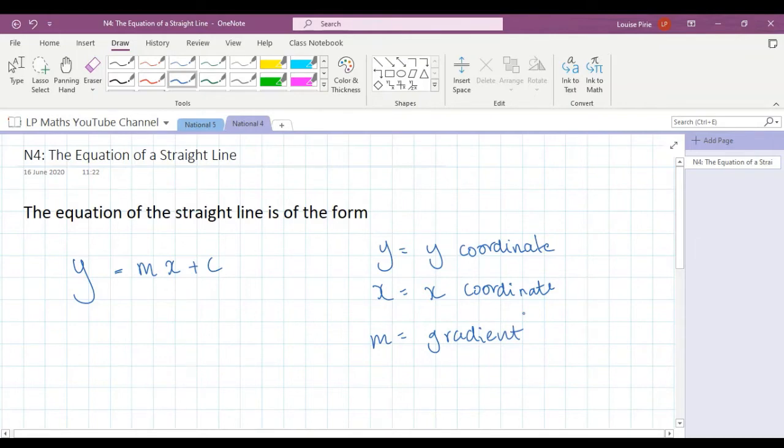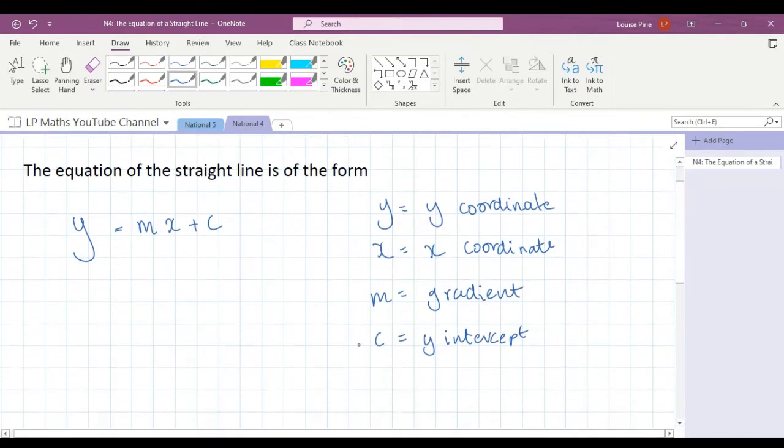Okay, and the final thing we need to look at is c. C is a brand new concept no matter what you're doing. So it basically tells us where the graph cuts the y-axis, and this is called the y-intercept. And I'll just put underneath it, that is where the graph cuts the y-axis.